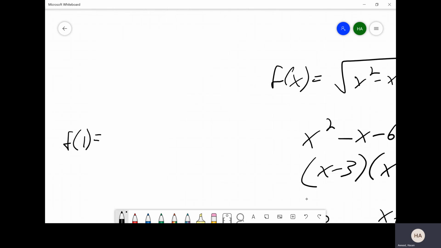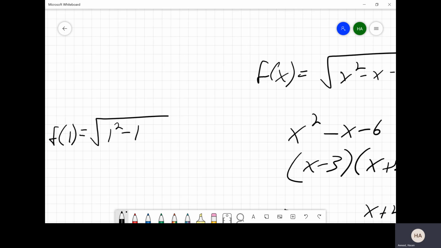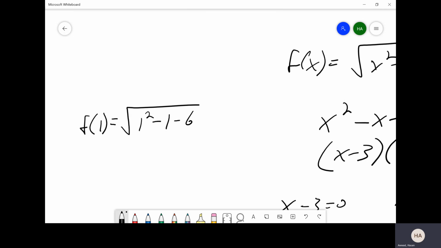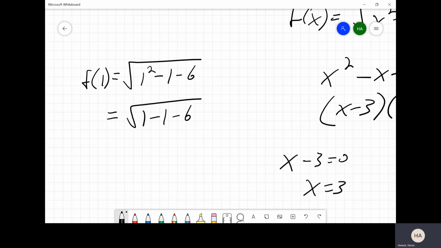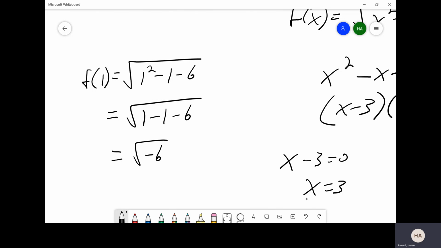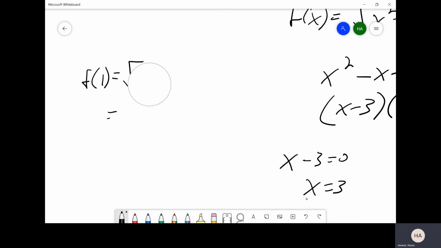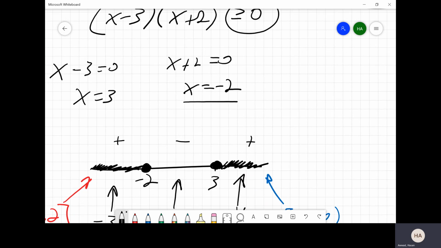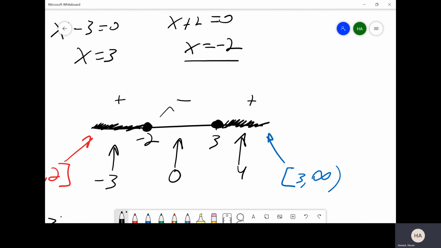F of 1 means we're going to take the square root of 1 squared minus 1 minus 6, right? So 1 squared minus 1 minus 6. This means we're going to get 1 minus 1 minus 6. 1 minus 1 is 0. Minus 6 gives us square root of -6. And notice we get a negative number. This is not allowed, right? And hence, this is not in our domain. So just again, a quick test to show that 1 doesn't work. And that's great for us because 1 is inside this interval right here, the one that we saw wasn't allowed.